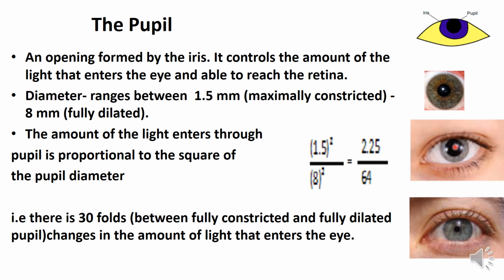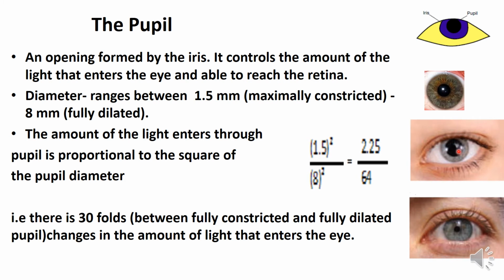Definitely, if the pupil is dilated, the amount of the light going through the eye, reaching the retina, will be more than when it is constricted. And they found that the amount of the light that enters through the pupil is proportional to the square of the pupil diameter. The diameter of the pupil ranges between 1.5 millimeter, the diameter when it is maximally constricted, to almost 8 millimeter when it is fully dilated. Of course, there is personal variation between different people.